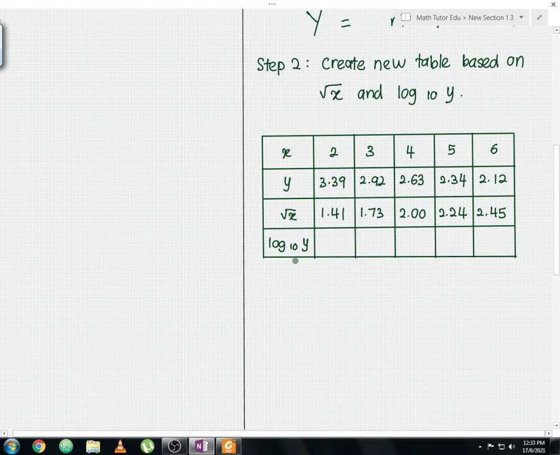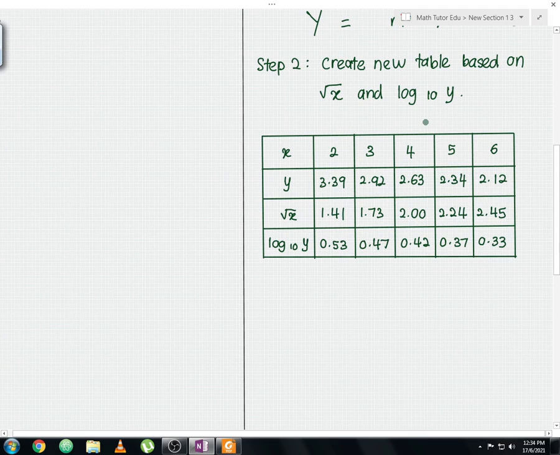Okay, so continue with the log 10y. From here, log 10 3.39 will be 0.53. Okay, and then log 10 2.92 will be 0.47. Then log 10 2.63 will be 0.42. Then log 10 2.34 will be 0.37. And then the last, log 10 2.12, will be 0.33. Okay, we have successfully created the new table based on square root x and log 10y, guys.